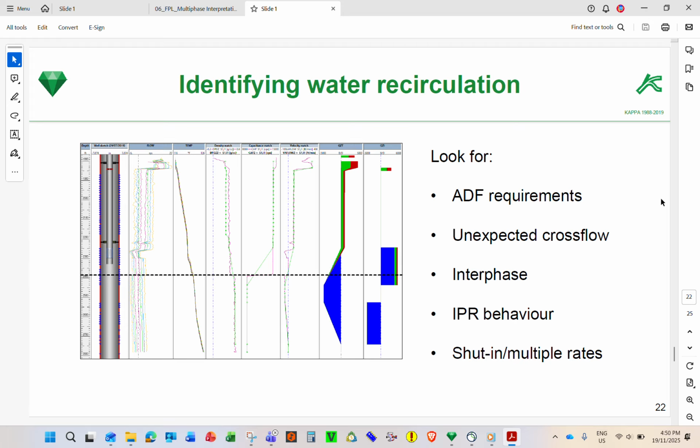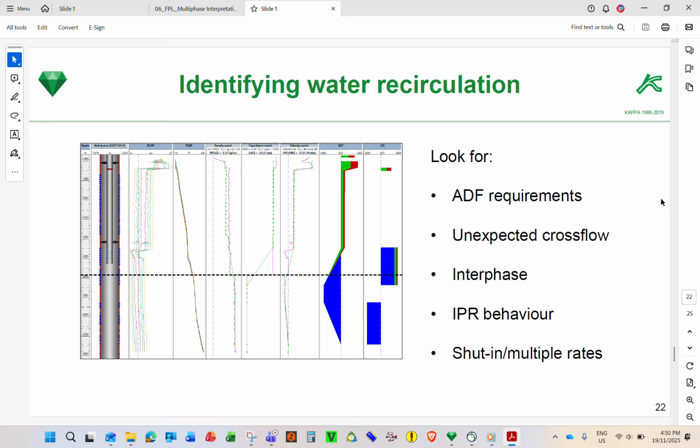Yes, apparent downflow. It's not the real downflow because the spinner is reading the heavy phase, which is all water. Water circulating back down, it's not water moving down. So that's why we call it ADF, apparent, not real. And it's expected at the interface of the different phases.